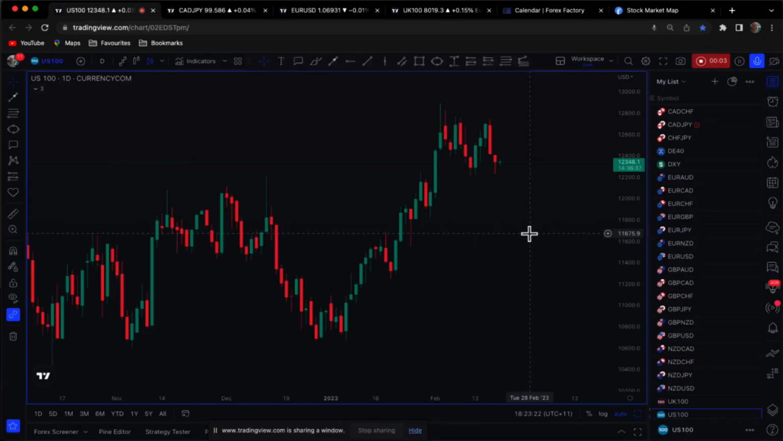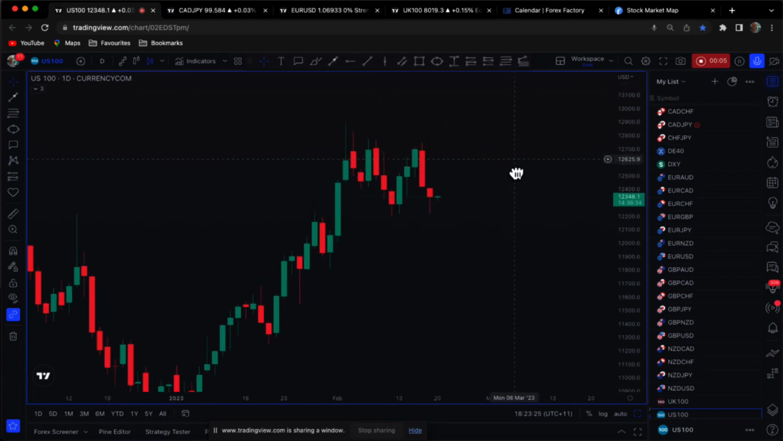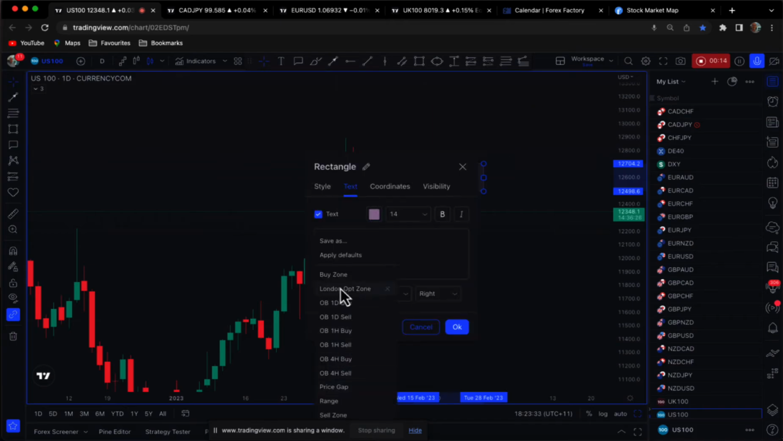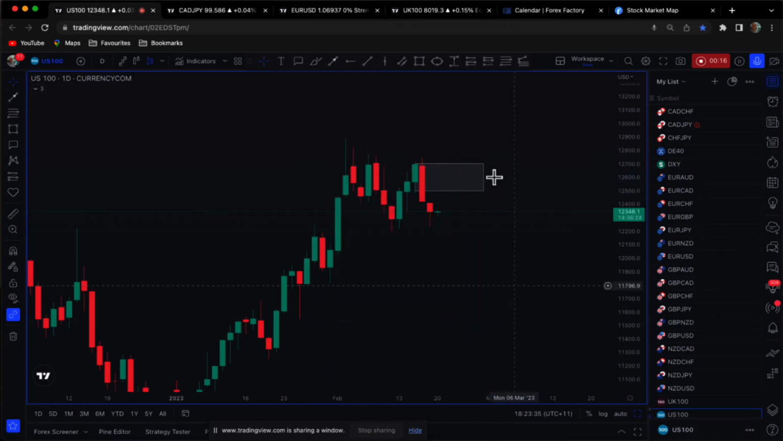Traders, Anthony here, looking at the US 100 at the moment on the daily. What we've got here is this candle prior to a bearish move. We've got this red candle back here. I'm just looking at this from an accumulation distribution point of view. So we've traded down into support.